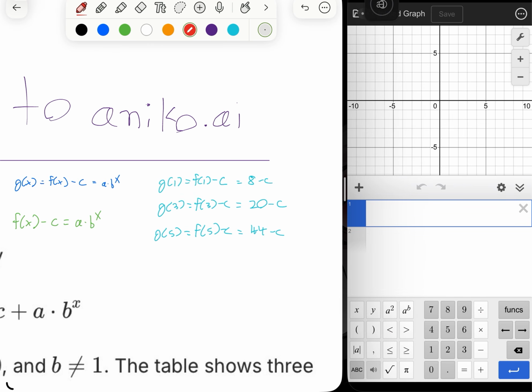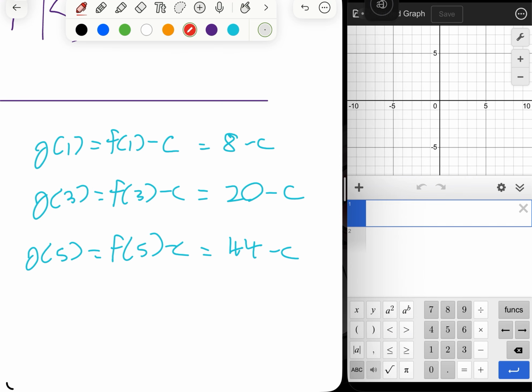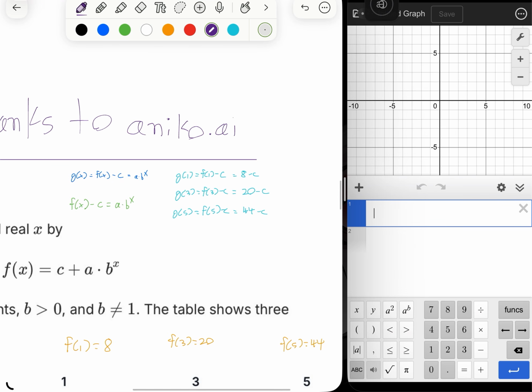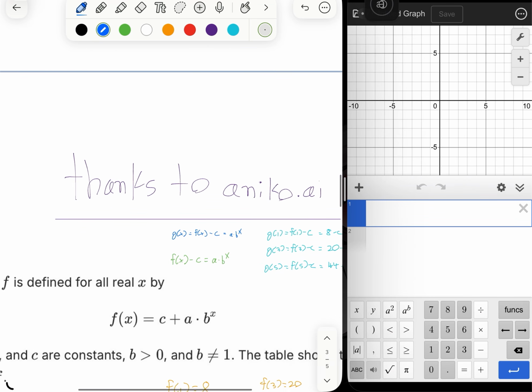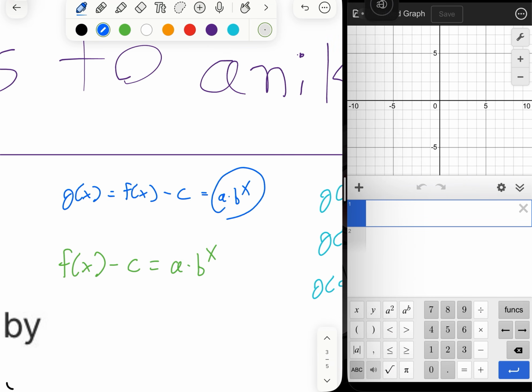So now, notice how we have everything in terms of c now. That's what we want. Now, the final step here is to realize that this is a purely exponential function, because remember, g of x is equal to a times b to the x. That's purely exponential. Why is that important?